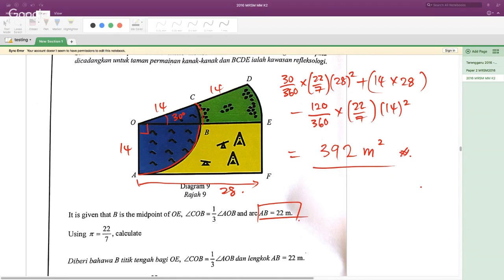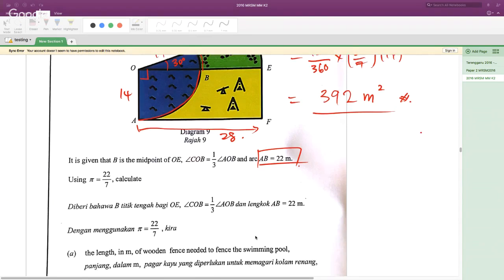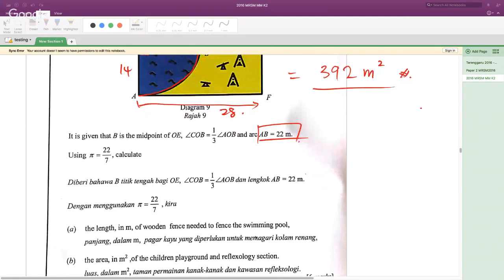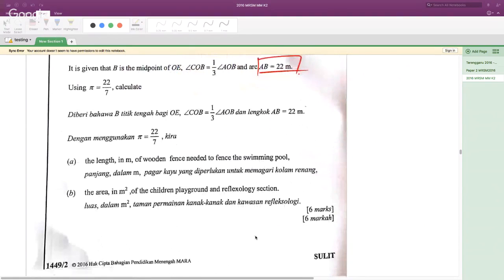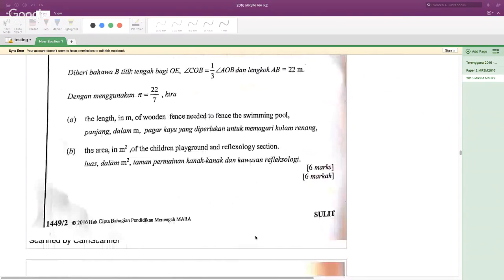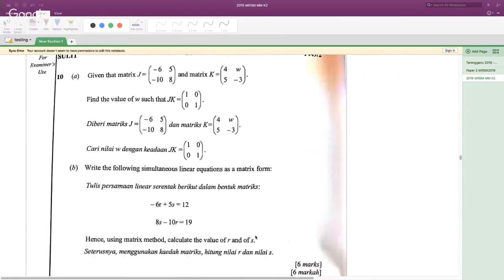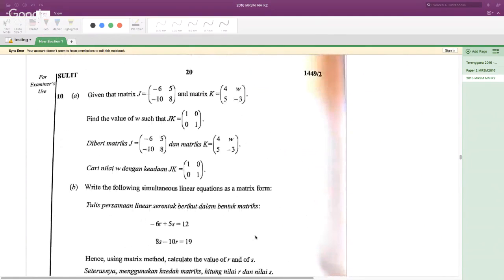Okay, good. See, it's correct. So, okay, so yeah. It's 30 degree, not 32 degree. Okay, so let us move on.